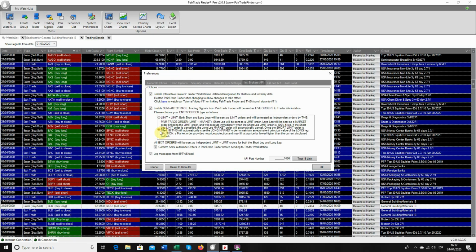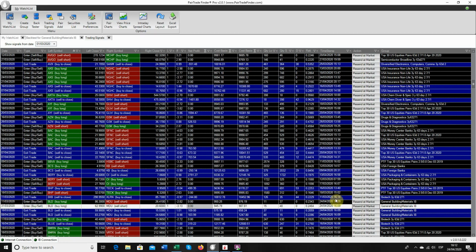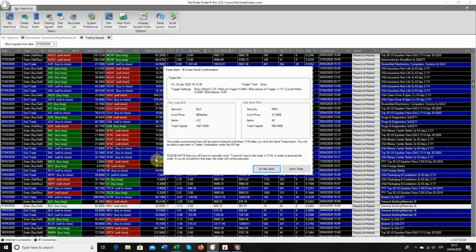This is a great feature of Pro, and I wanted you to see this. And then you have a box here that says confirm orders in PairTrade Finder before sending to Trader Workstation. We always leave that checked. If you uncheck this, PTF Pro will send these orders straight into your Trader Workstation. You will still need to confirm them there, but this is like a double confirmation here. We use that for safety reasons. Okay, so let's go back here and let's hit resend at market. Say we were going to trade this.